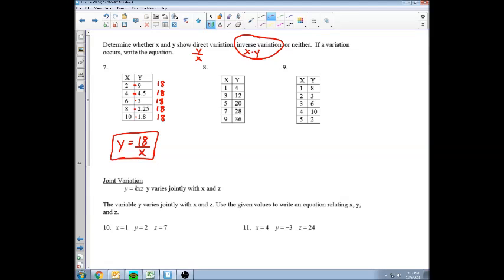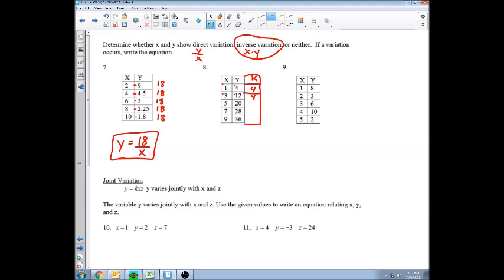Okay? So for problem number 8, the first thing I want to try is 1 times 4. Well, 1 times 4 would be 4. 3 times 12 is 36. That's not going to work so well. So what I'm going to do in this case is take 4 divided by 1. Well, 4 divided by 1 would get me 4. 12 divided by 3 would get me 4. It looks like I'm on the right track in this case.